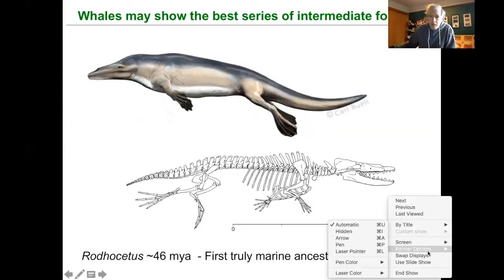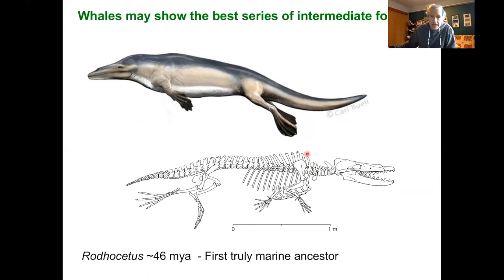this region, let's get the laser pointer. This region at the back here, we've got the anchor points for the large muscles this animal needs to undulate as it swims. Okay, so it's the first truly marine ancestor. This animal is more comfortable in the water than it is on the land.